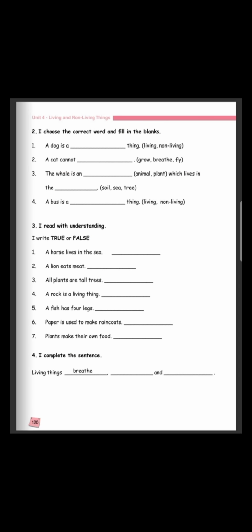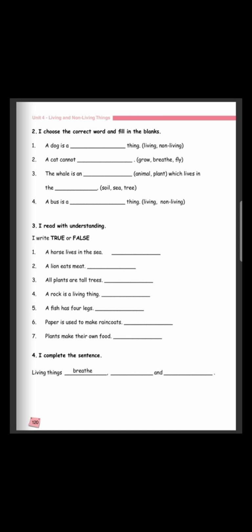Page 120 of the book. So open your book on page 120. Question number 2. I choose the correct word and fill in the blanks. Number 1. A dog is a blank thing. A dog is a living or a non-living thing.